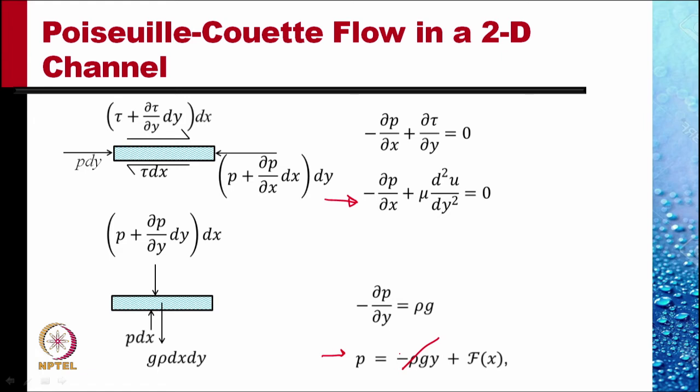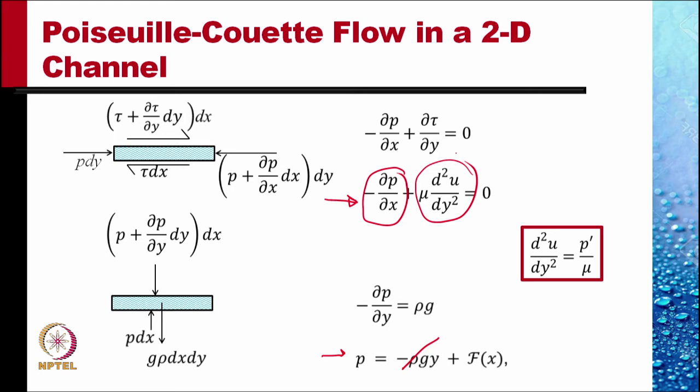Now look in this equation. This is a function of x alone, and this is a function of y alone, because u is a function only of y. So one term is a function of x alone and the other term is a function of y alone. Then each of these terms must not be a function of x or y, but should be a constant. And so we can equate the two.